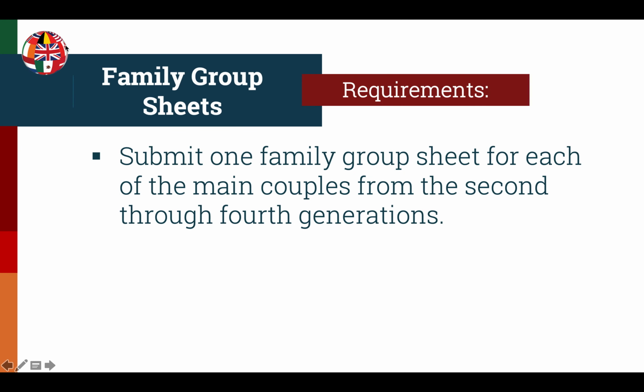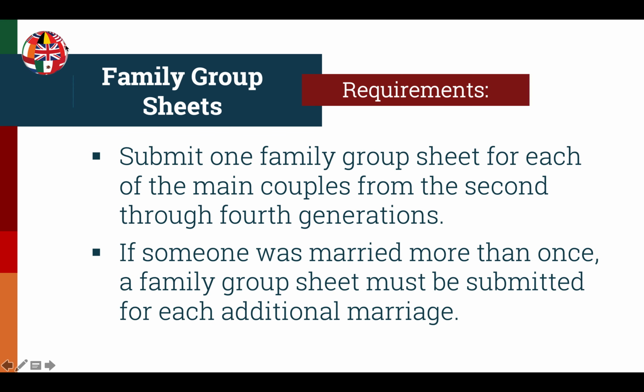The requirements for the family group sheets are to submit one family group sheet for each of the main couples from the second through the fourth generations. Additionally, if a party from any of these marriages was married more than once, a family group sheet must be submitted for each additional marriage. Remember, additional marriages do not need to be discussed in the report unless the information is important to proving the ancestral line.